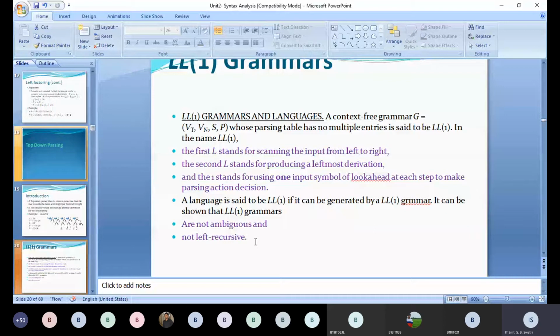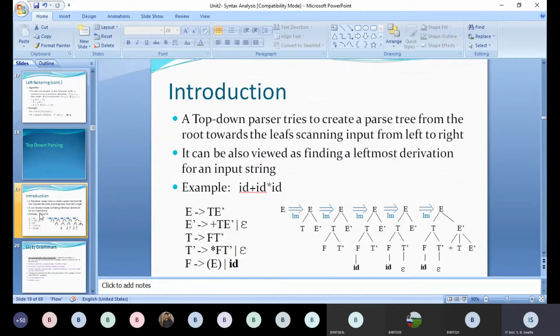Whenever a grammar is given to you, to generate a particular string or input for a given grammar, that grammar should be an LL1 grammar if you want to implement the top-down parser technique. Now when do you say it is an LL1 grammar?